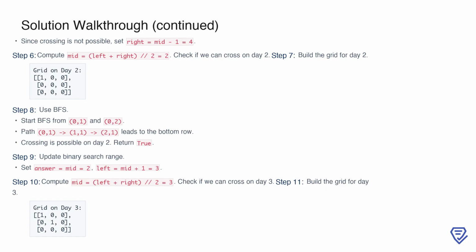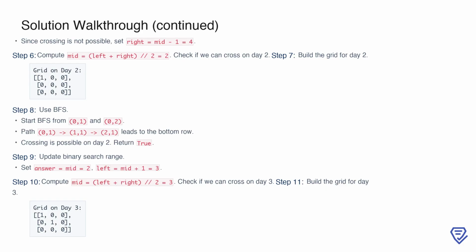On day 2, the grid is mostly open except for a blocked cell in the top left corner. Using BFS, we start from the open cells 0, 1 and 0, 2 in the first row. From 0, 1, we find a path through 1, 1 and finally reach 2, 1 in the bottom row. This confirms that crossing is possible on day 2, so we return true.